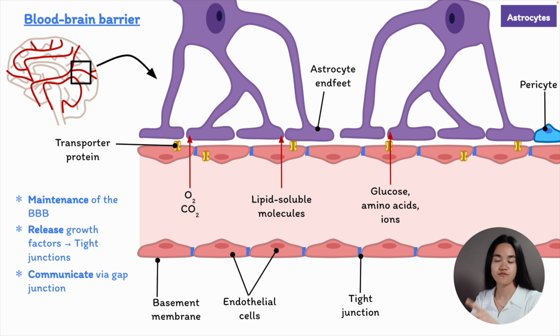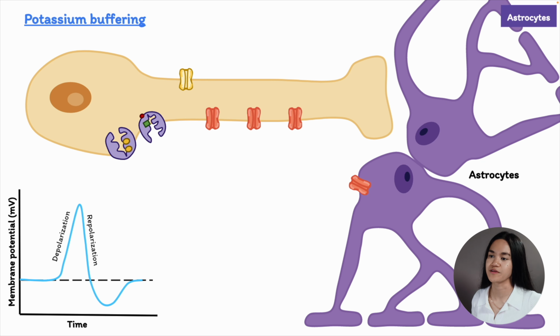Let's move on to the next function, which is the maintenance of potassium ions, or we can refer to this as potassium buffering. Extracellular potassium ion fluctuations happen in the central nervous system, and astrocytes are involved in the maintenance of extracellular potassium ion concentrations by absorbing or taking up excess potassium from the brain's extracellular fluid through ion channels and transporters. Let's go through this.